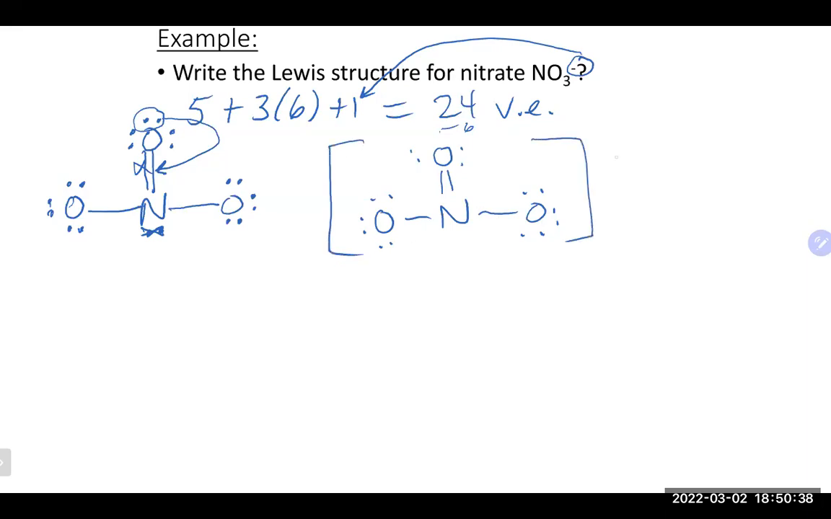We typically do put a bracket around it and the charge on the outside since it has a charge when you draw a Lewis structure for it.